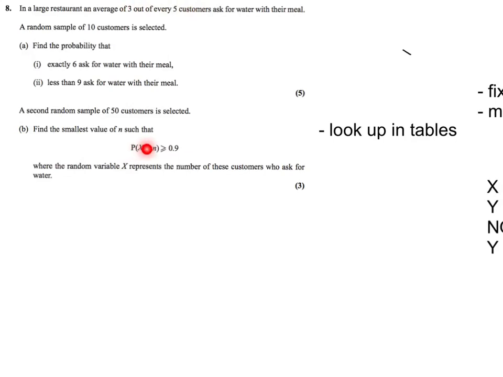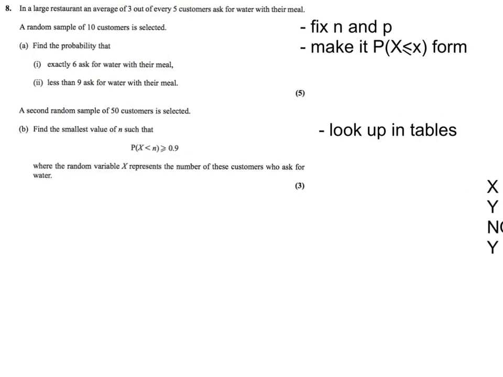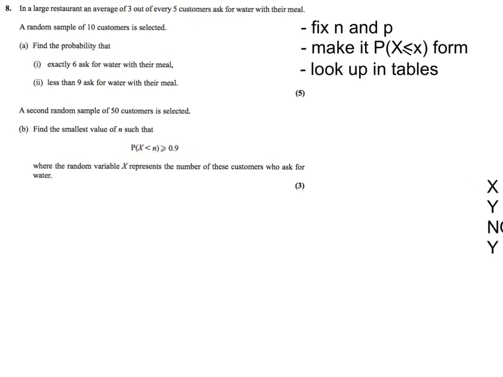So at the moment, I don't have anything I can look up in my tables. I'm going to have to change this expression so that it is something I can actually look up. So there are 2 steps that I'm going to have to do there. First of all, I'm going to have to fix n and p, particularly p. And then I'm going to have to make my question part of the form less than or equal to x. So basically I've got 3 steps all in all. First of all, I'm going to fix my distribution, make n and p something I can actually look up. Second of all, I'm going to change it to the form where I can directly look it up in the tables. And then finally, I'm actually going to look it up in the tables.